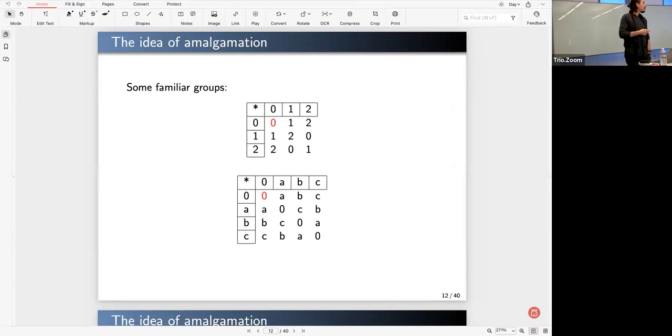Is the strong amalgamation property exactly asking that the diagram is a push-out, or is it stronger? There's no universality. So there could be many strong amalgams.